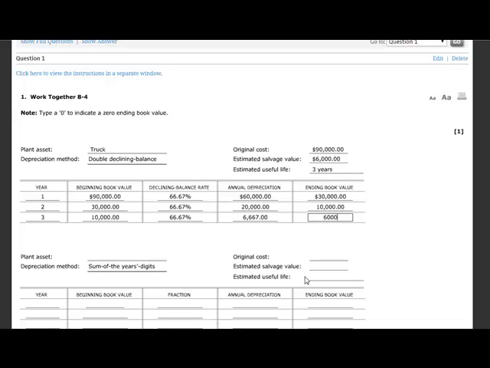So using this method, I want my ending book value to be 6,000. And for the last year and the last year only, what I can do is just make that happen. So instead of depreciating this 6,667, I'm literally going to make my own depreciation based on my beginning book value. So this 10,000, how do I get it to 6? I'm going to subtract 4. Right there is the double declining method of depreciation.